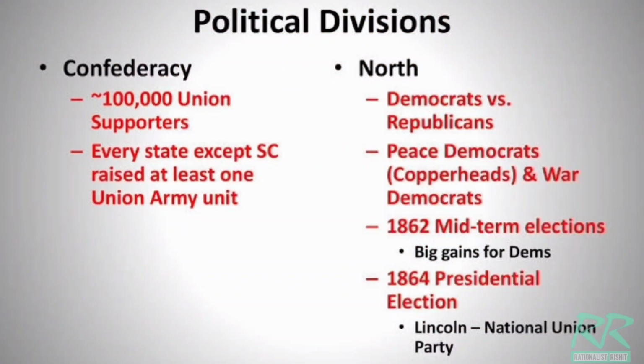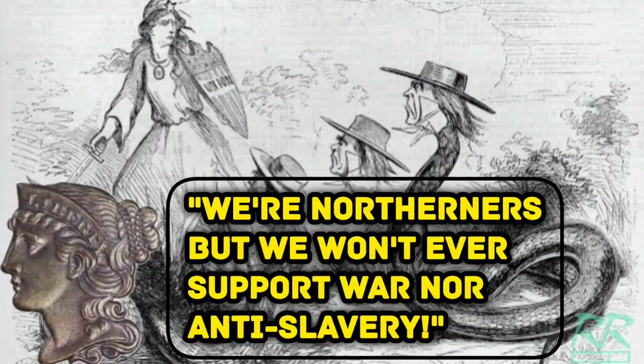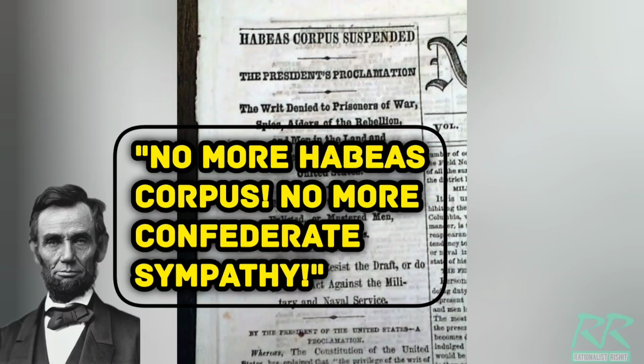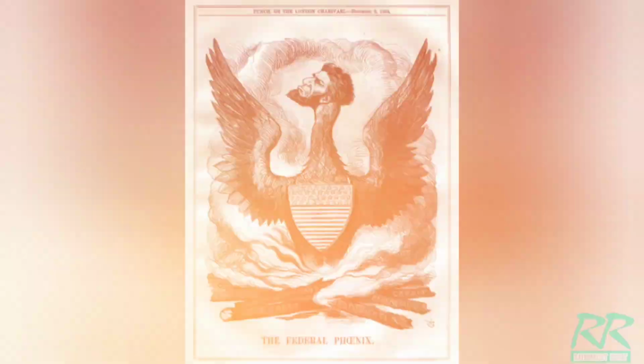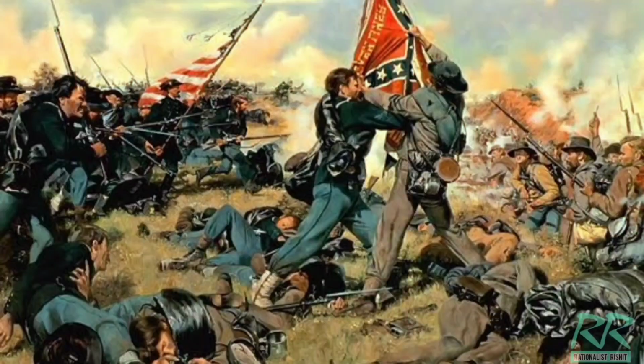Politically, the North was not unified in its support for the war. The Copperheads, or Peace Democrats, criticized Lincoln's conduct of the war and opposed emancipation. To manage internal dissent, Lincoln controversially suspended habeas corpus in certain areas, allowing for the detention of suspected Confederate sympathizers without trial. These actions sparked debate over civil liberties, but were defended by Lincoln as necessary wartime measures to preserve the Union.